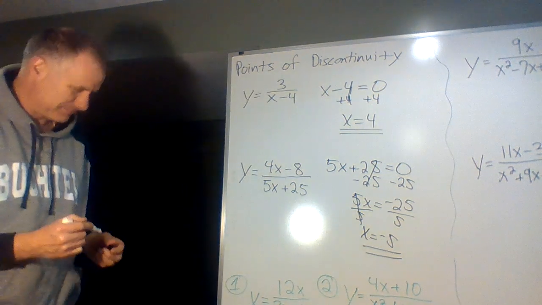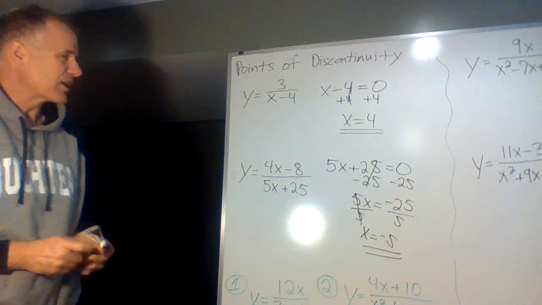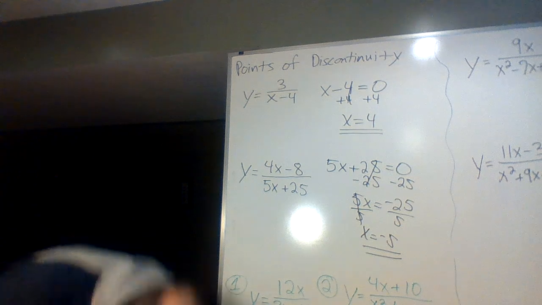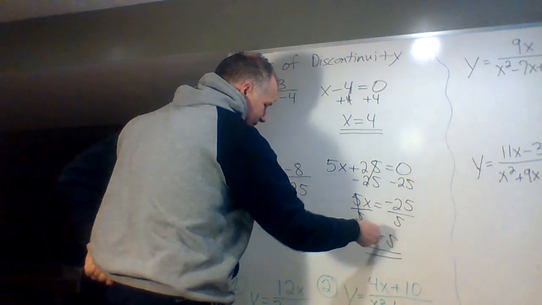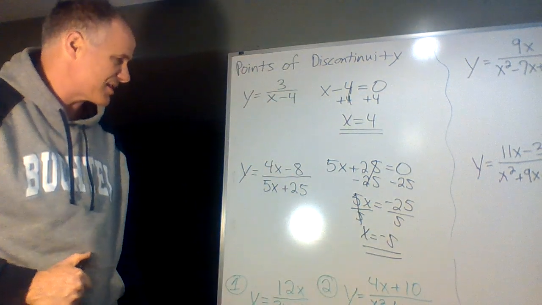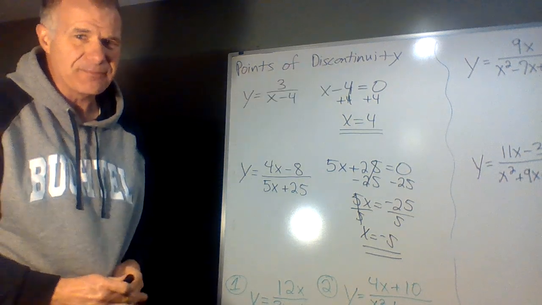X is -5. Okay? So again, that point is not allowed to cross -5. Okay? This graph could not cross that. That's a point of discontinuity.